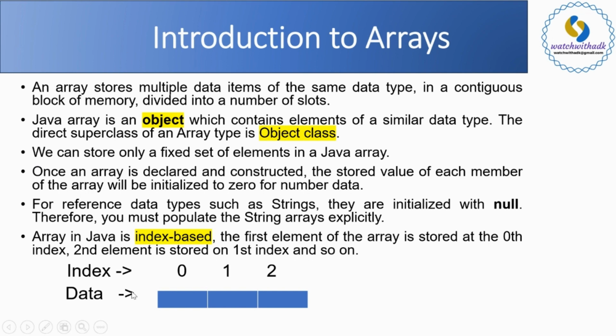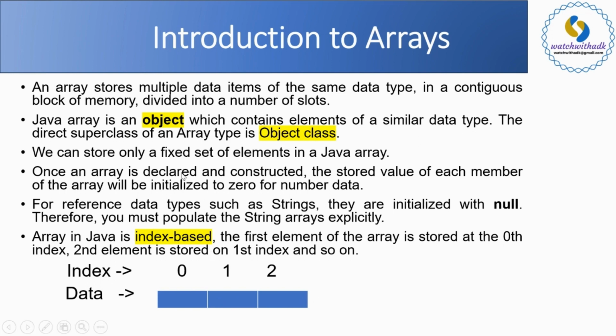So what I'm trying to explain here is that if you declare an array and if you instantiate it, then you will get the array in a contiguous memory location, right? And this array is an object. As we know, everything is an object in Java. So this array is also an object, and this inherits the superclass Object class. And we can only store a fixed set of elements. So once you declare an array of size 5, for example, then this will have a fixed size of 5. Later you cannot change it.